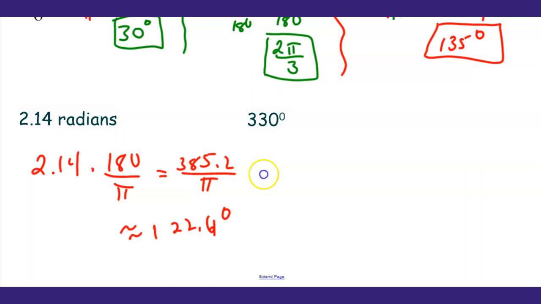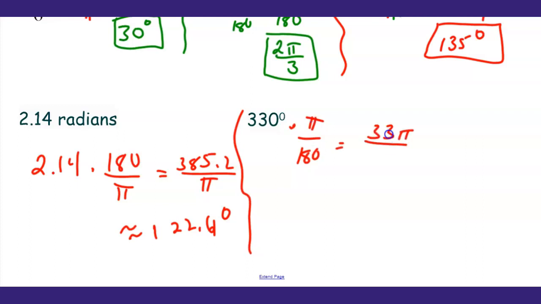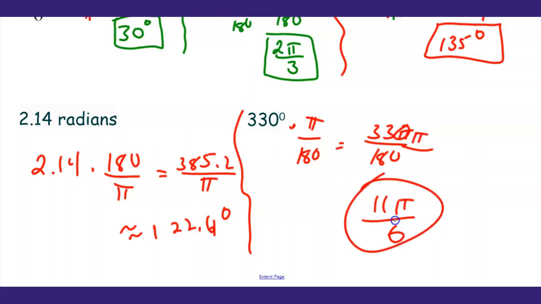And then lastly, 330. If I want to convert that to radians, I multiply by pi over 180. So 330 pi divided by 180, and then just reduce that. We're going to get 11 pi over 6. There we go, 11 pi over 6. Yep, that's a radian.